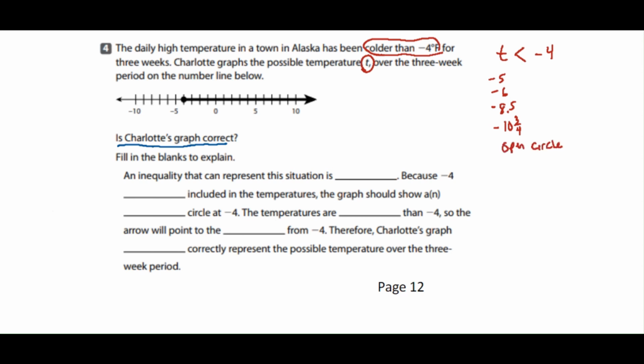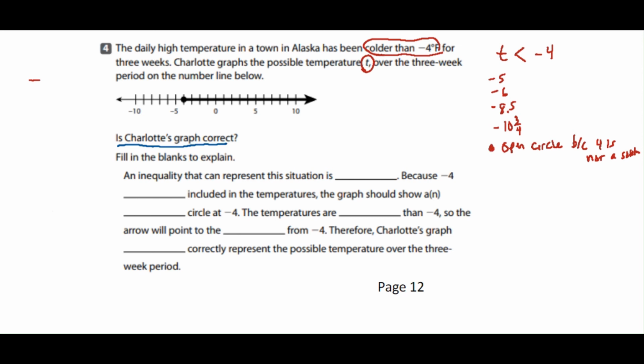We need an open circle because -4 is not included in the solution. So because -4 is not included in the solution, you remember you have an open circle. If it's included in the solution, it will have the equal to line, and if it's included in the solution, you will include the shading. So I already see that her graph is wrong because Charlotte has the wrong circle on -4. It's supposed to be an open circle on -4 because -4 is not colder than -4. It's not colder than itself. It is itself. All right, so that's the first stipulation.